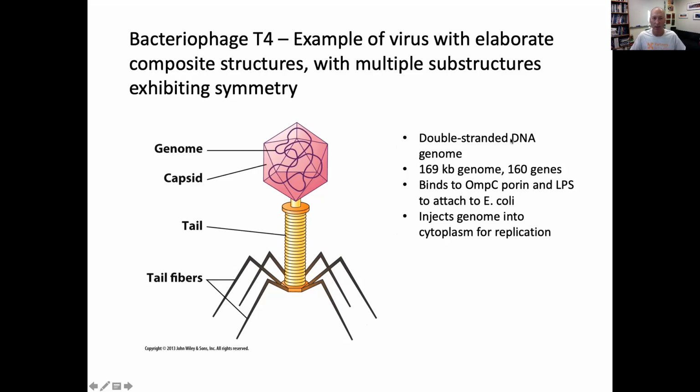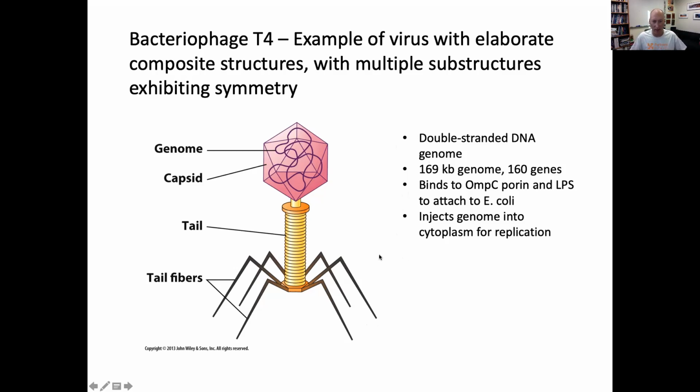So the genome of this phage is made of double-stranded DNA. It's a pretty large genome for a virus. It's almost 170 kb, kilobases of DNA, and about 160 genes in that genome. So pretty large and complex, even though it's infecting a bacterial cell.